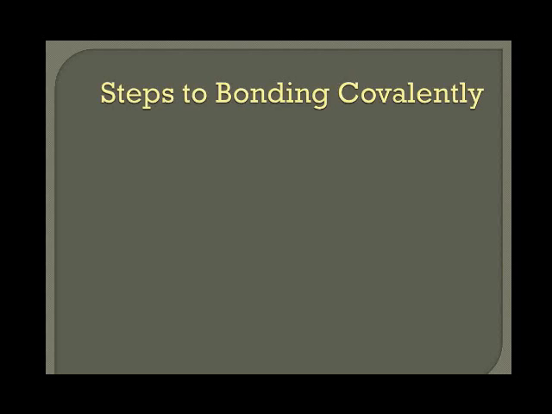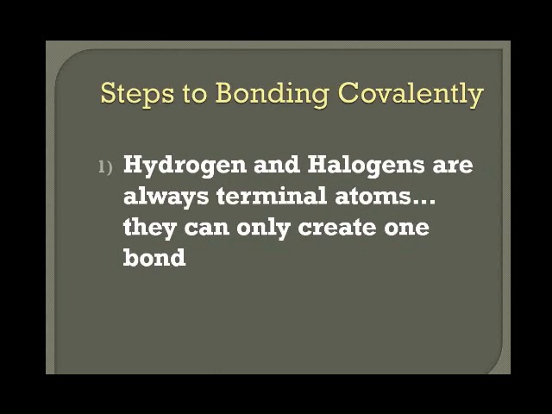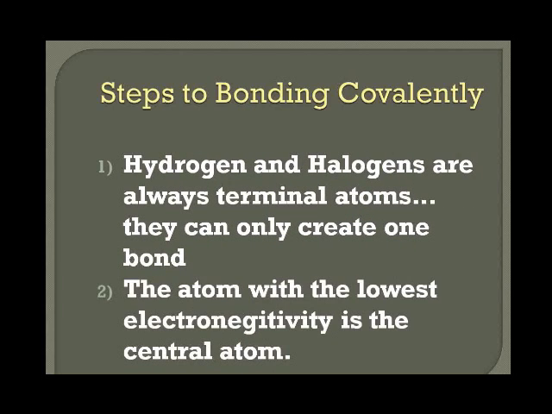So our steps for creating these Lewis structures for covalent compounds is to first understand that if we have a hydrogen or a halogen, they are going to be our terminal atoms because they can create only one bond. If you don't have hydrogens or halogens, then we're going to go to number 2, saying that the atom with the lowest electronegativity is going to be the central atom, or the inside atom.